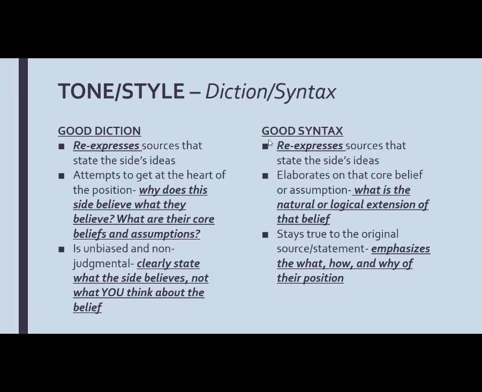Furthermore, good diction attempts to get at the heart of the position. You want to ask, why does this side believe what they believe? Particularly, what are their beliefs and assumptions, particularly their core beliefs and assumptions? That's something that you want to get at with your words. You want to make sure your words represent those core beliefs and assumptions, using the right words that reflect that. And then is unbiased and non-judgmental. And be sure to clearly state what the side believes and not what you think about the belief. So we don't want to be casting judgment or passing judgment upon the side that we're writing about, right? So our language needs to reflect that.